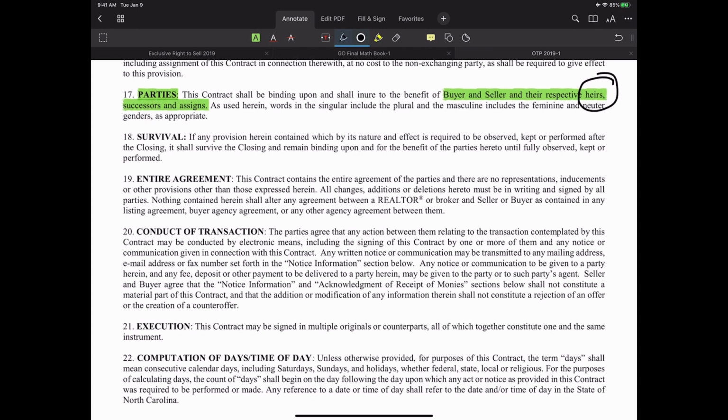And in the contract, if someone dies, their heirs have responsibilities based on the language here. Exactly. So I want to point out that this is the entire agreement. This is the entire agreement. So anything that we want to change, add, or delete must be in writing and signed by all the parties.